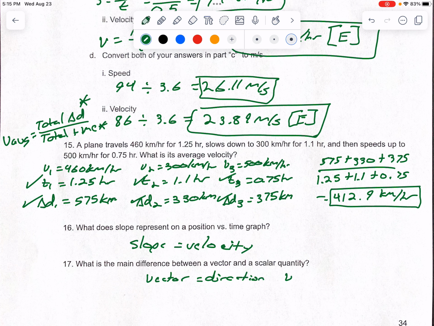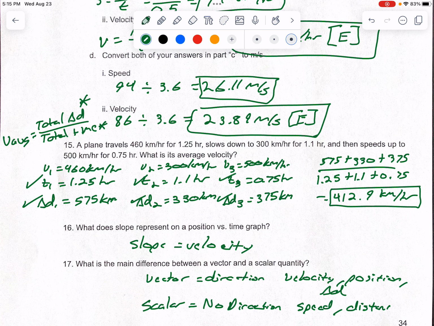Okay, so that can be velocity, that can be position, that can be displacement. Those are all things where direction matters. Scalar is no direction. So that could be things like speed, distance, time, mass, anything that's basically just a number in a unit without a direction, that would be an example of a scalar.